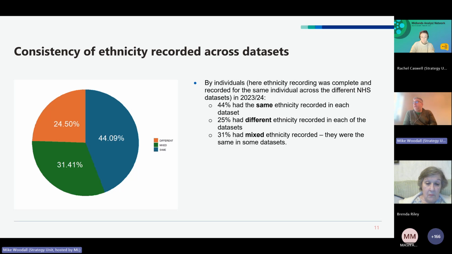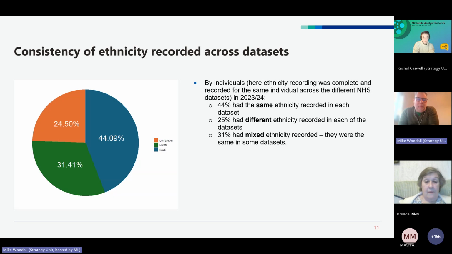And then we looked at the consistency of ethnicity recording across data sets. So this tracks any individual person, using the pseudonymized NHS number. We looked at a person across each of the data sets that they were in. We then only used the ones that were in more than one data set, and we looked at whether their ethnicity was the same in every single data set.